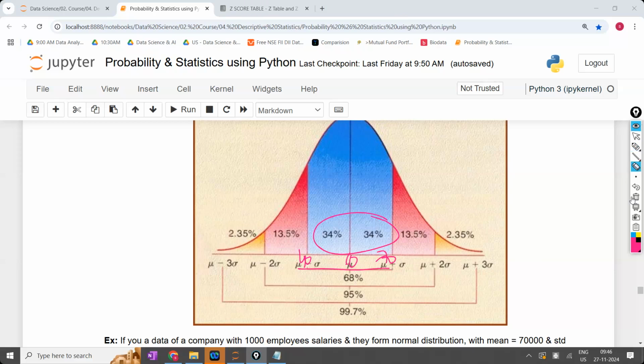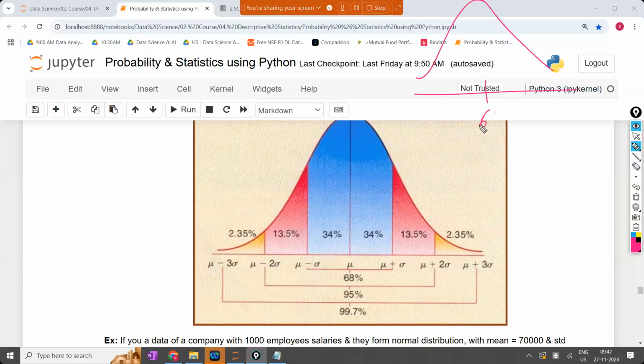Sir, for example, I will try one more example where the mean value is 65 and the standard deviation is 5. Now, what is the distance from 65 to 70? The distance is 5. What is the probability? It is going to be 0.34.